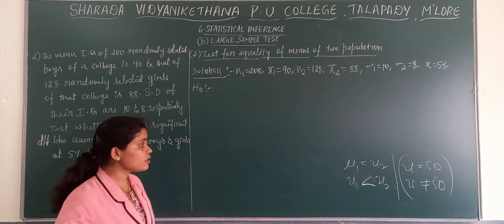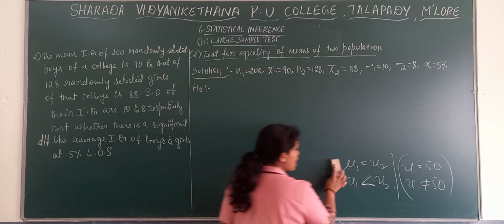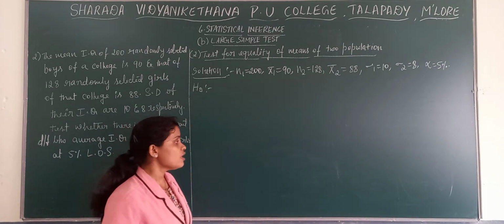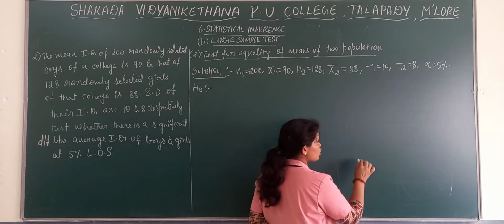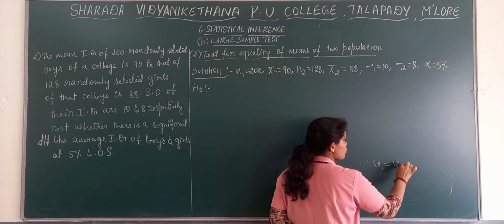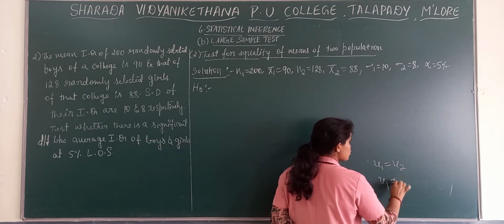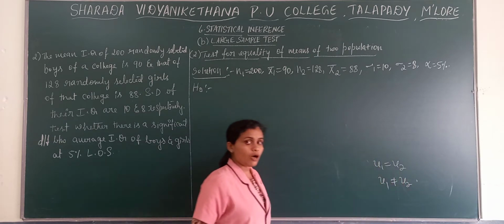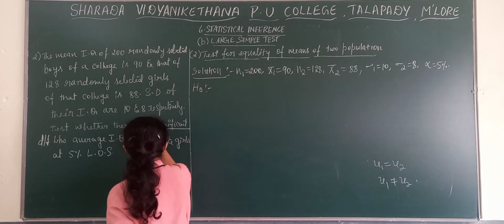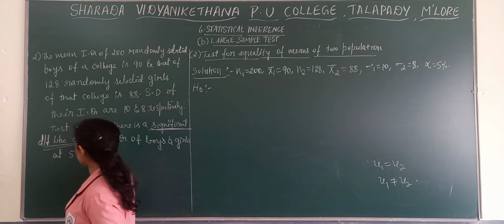Now, I have said that we can easily make out that this is a two-tailed test. Then we know that when it is a two-tailed test, we take mu1 is equal to mu2 and mu1 is not equal to mu2. This applies in the case of a significant difference, when the question says significant difference.